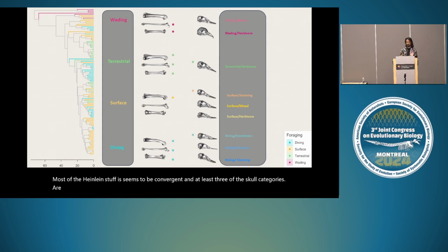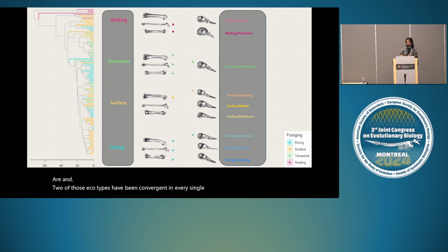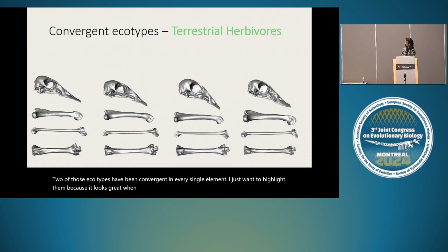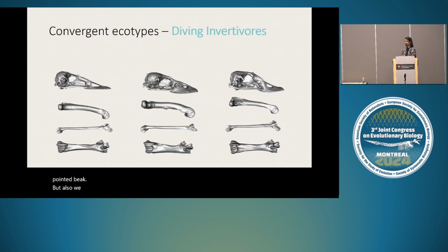And 2 of those ecotypes have been convergent in every single element. I just wanted to highlight them because it looks great when you look at them next to each other. The terrestrial herbivores, or what we call geese, really do look similar. All very similar skulls, that straight femur, that long tarsometatarsus, and the very short pointed beak. But also we found these diving invertebrates are convergent. These tall, robust skulls and these very strongly curving femurs and these very short tarsometatarsi.